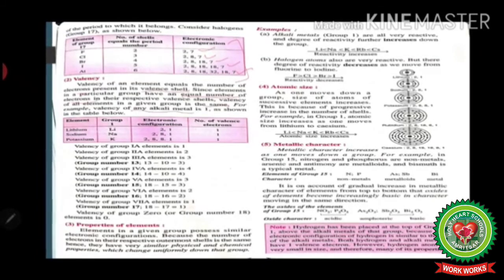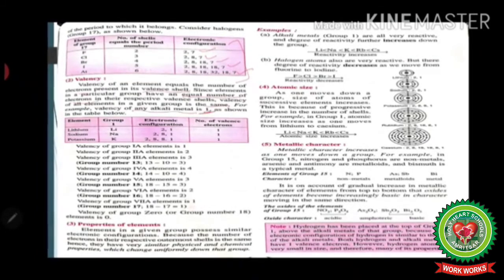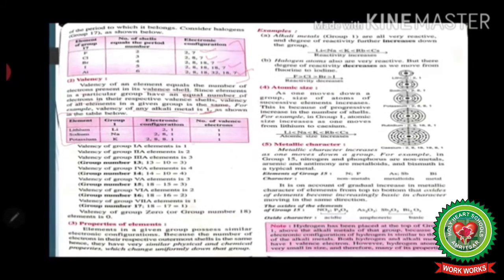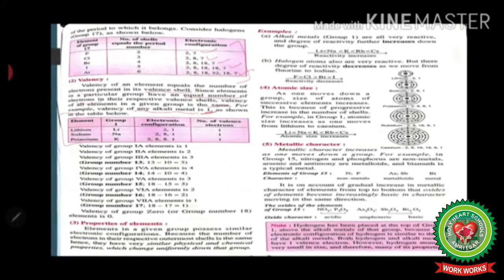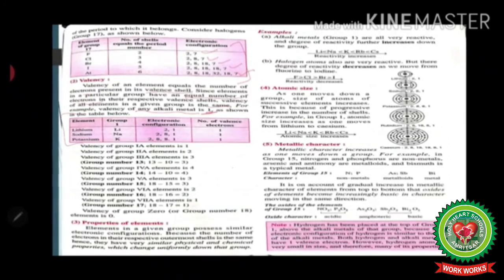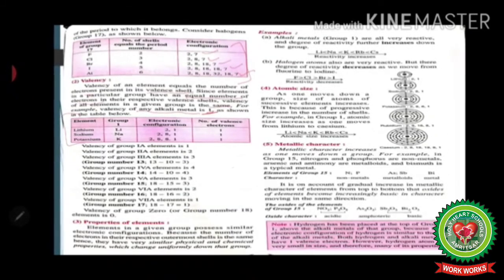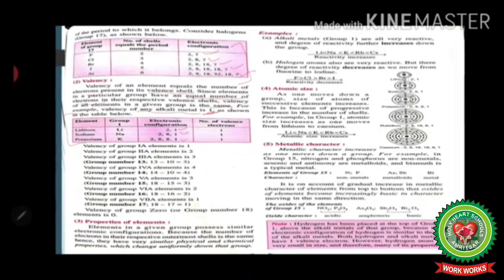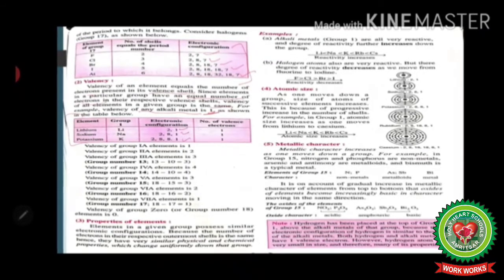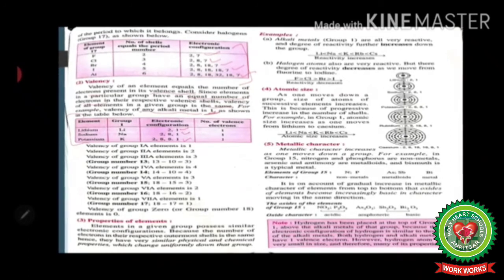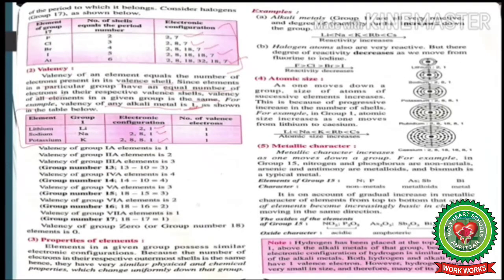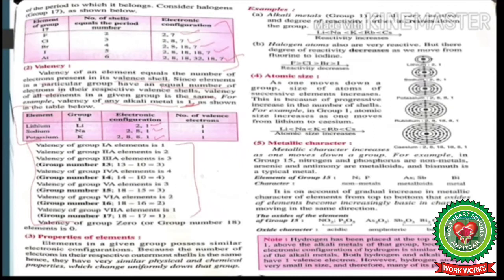For example, the valency of any alkali metal is 1, as shown in the table below. Now you can clearly see that in the electronic configuration of alkali metals, there is only one valence electron. So therefore the valency is the same, that is 1, which is equal to the group number. Now here the method of calculating the valency of elements of a particular group has been shown.